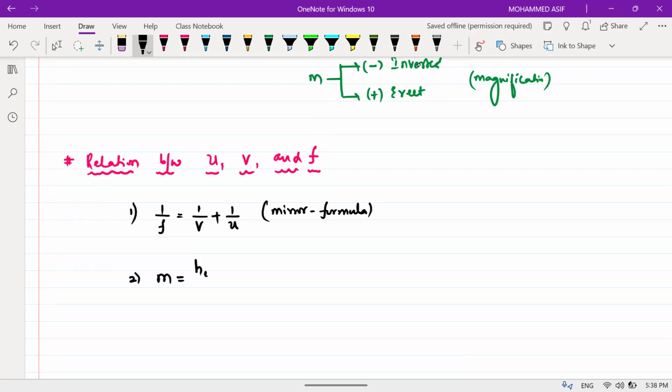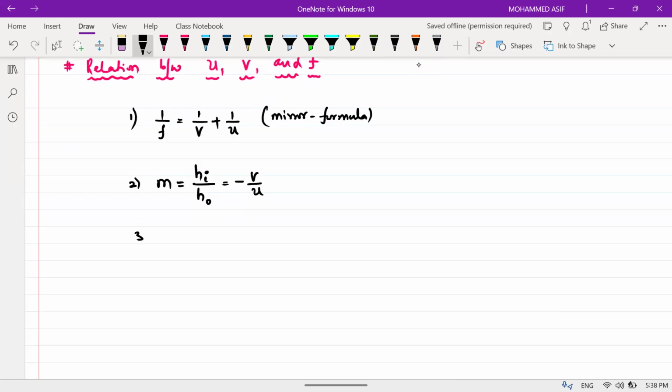Magnification is equals to height of image divided by height of object. That is equals to your minus of your V divided by U. Okay. And third one వచ్చేసి focal length. Focal length F is equals to how much for me? R by 2. In this one, for third one, we have done the derivation. For 1 and 2, we have not done the derivations.